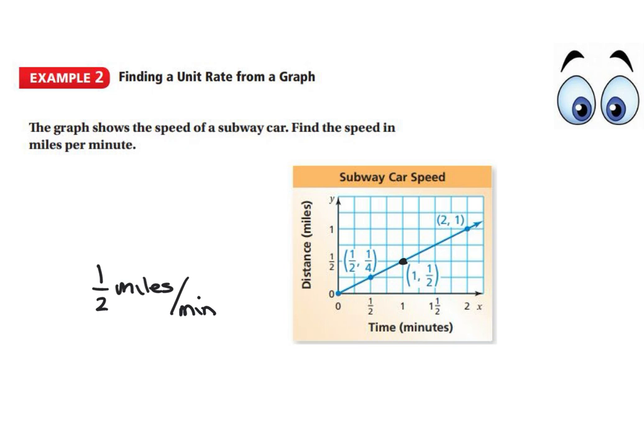Another way that we could look at this is by looking at the point 2, 1, where in this case 2 is the time in minutes and 1 is the miles. So here we have 1/2 miles per minute.